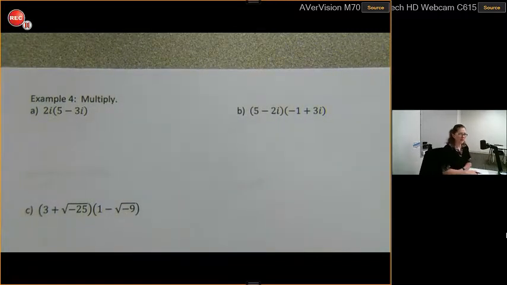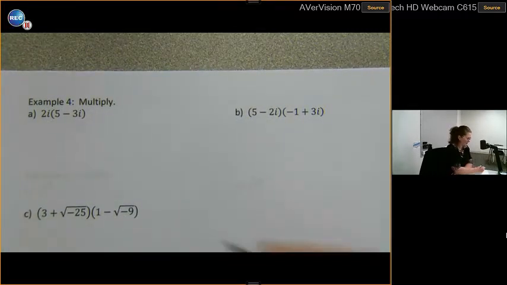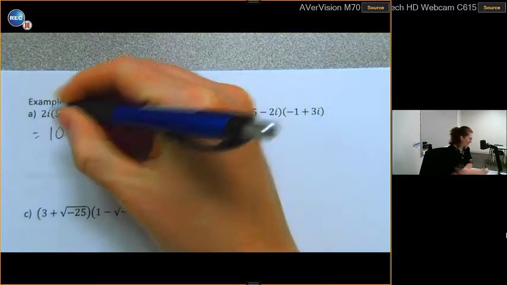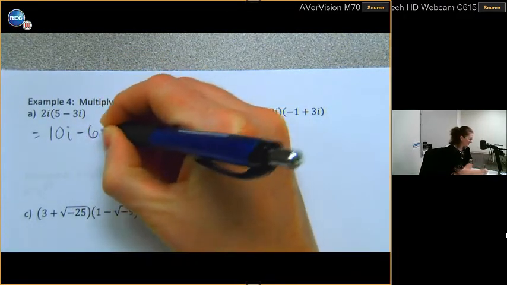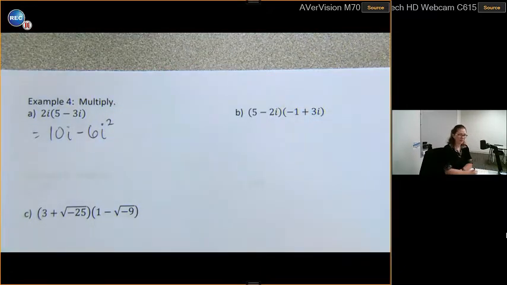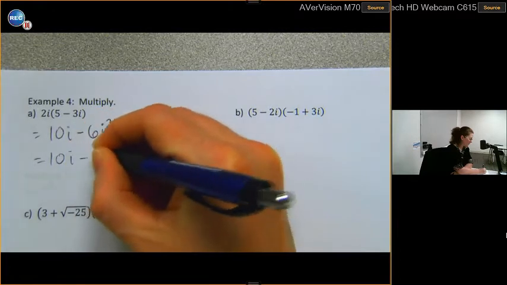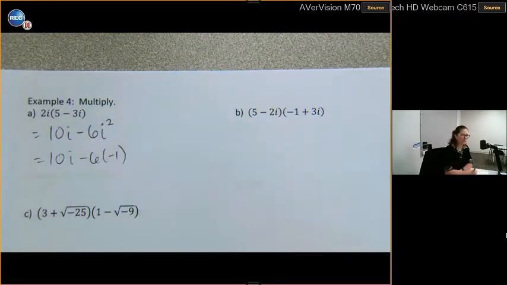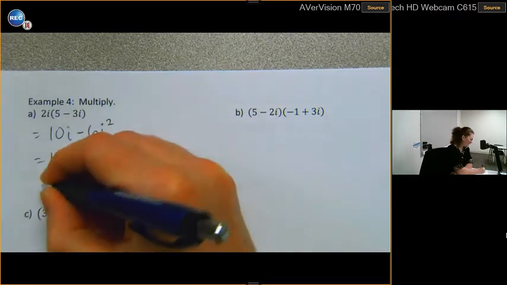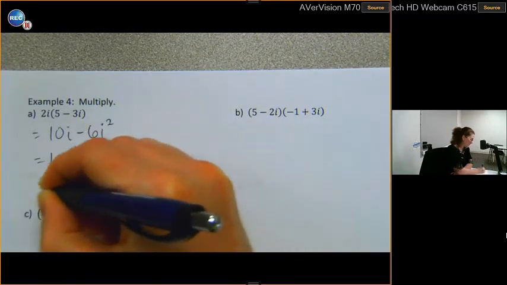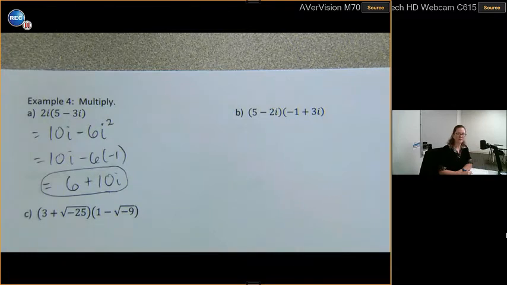So I multiply. On letter A, I'm going to distribute. 2i times 5 is 10i. 2i times -3i is -6i squared. That i squared, we're going to change to -1. And so it's going to be +6 plus 10i. So it is important that you flip the answer around so it is in standard form.